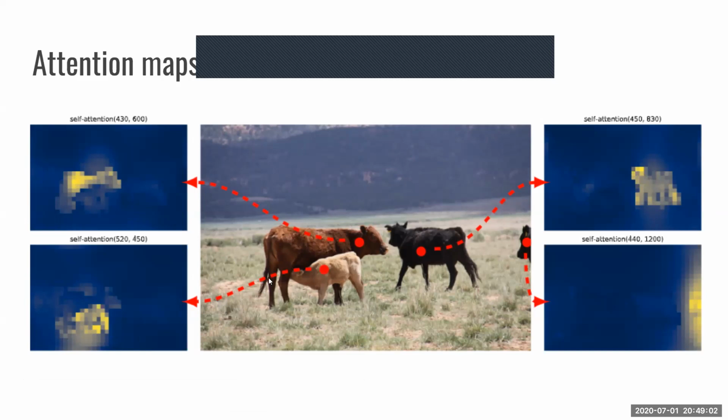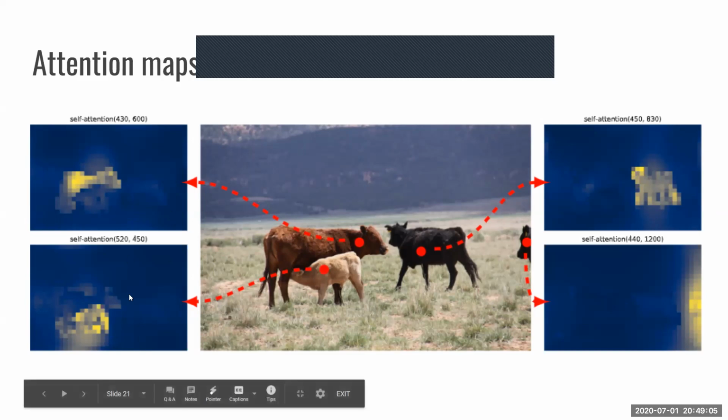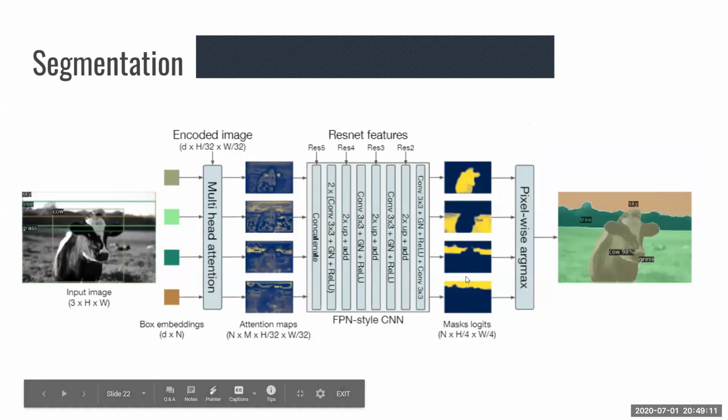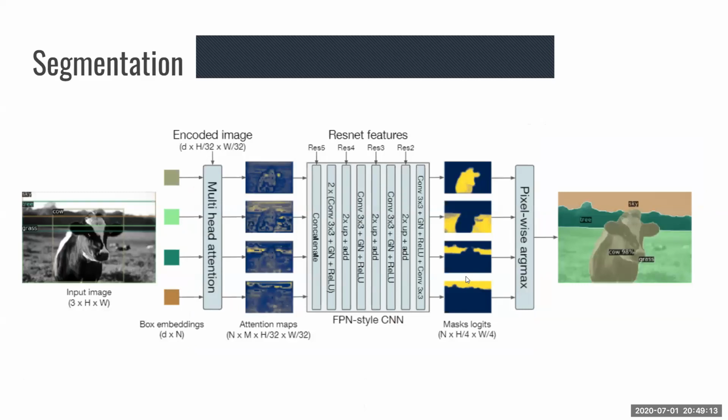Based on these attention maps, they said we can do segmentation by just slightly changing our model, adding a segmentation head at the end of the model. And it will work fine.